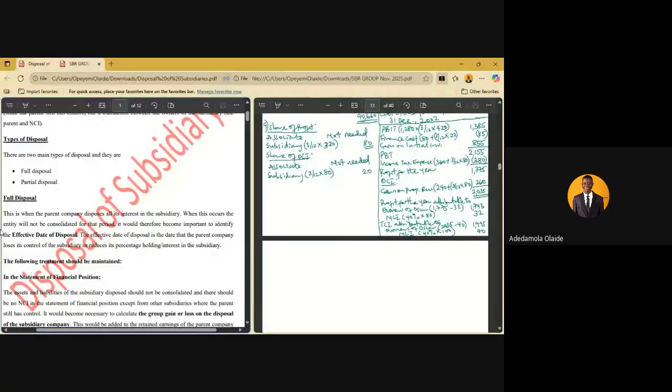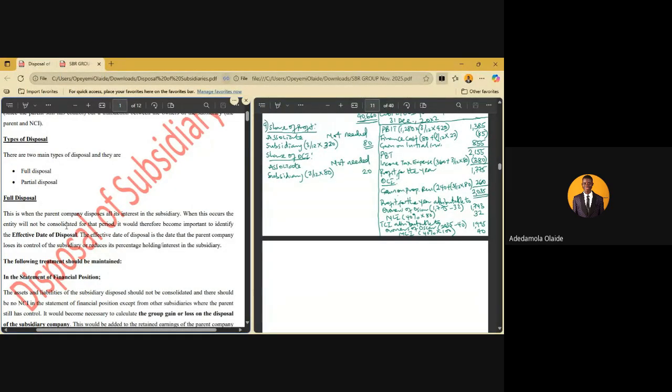You know, under step acquisition, where the parent entity has already gained control, they now acquire additional interest. We don't recalculate goodwill. Rather, what we just do is adjustment between holders of controlling interest. The same thing is applicable in the case of disposal where you dispose and you are still retaining control. We just treat it as transactions between holders of equity interest.